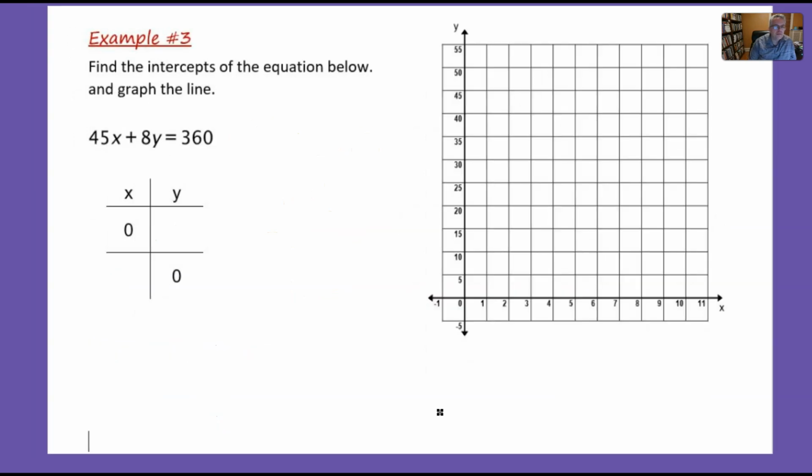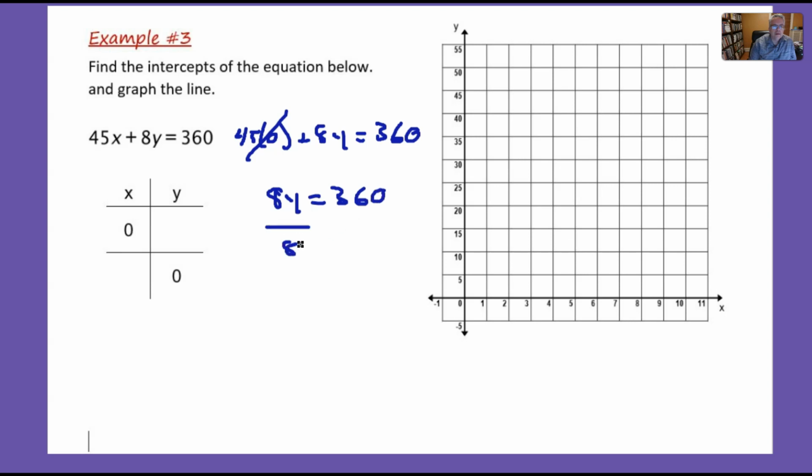All right, well, let's take a look at one last example here. Here's an equation written in standard form, and there are other ways of graphing this, but the intercept method is pretty convenient. So we're going to put 0 in for x, and our goal is to find the y-intercept. All right, so 45 times 0 is 0. So we have 45 times 0 plus 8y equals 360. Okay. That's 0, and we get 8y equals 360.